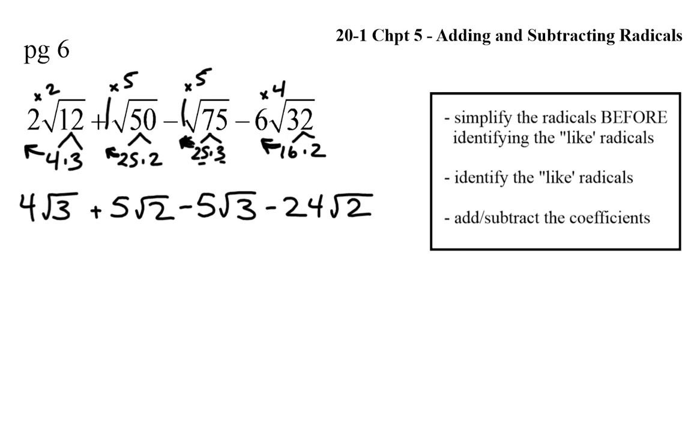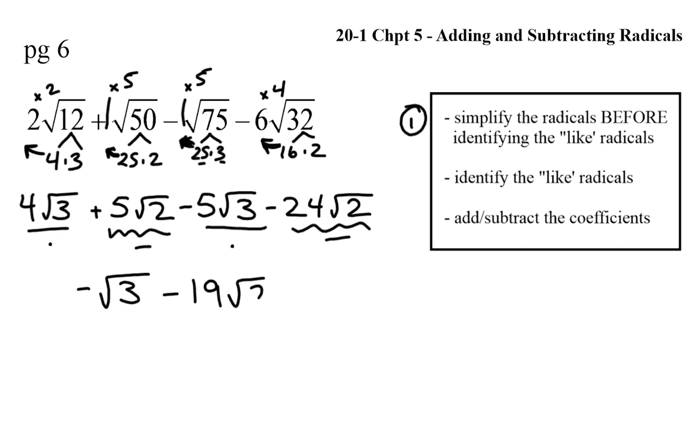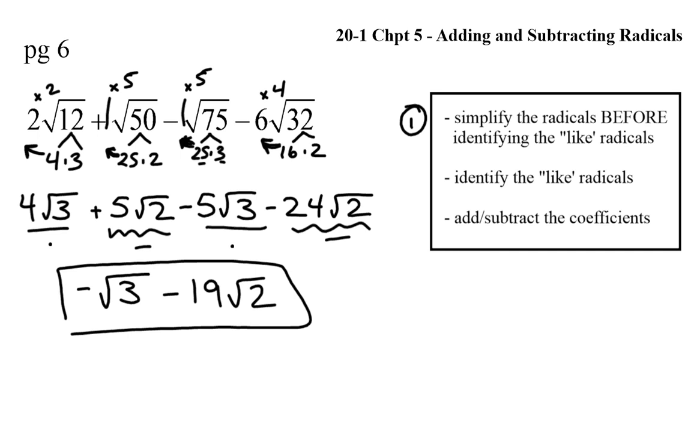If you can simplify, you're off to the races, because we can now, after simplifying, see that we have some like radicals that can be combined. 4 root 3's and -5 root 3's is a -1 or just root 3. 5 root 2 and -24 root 2 leaves us with -19 root 2. There's the combination of those 4 radicals being put together.